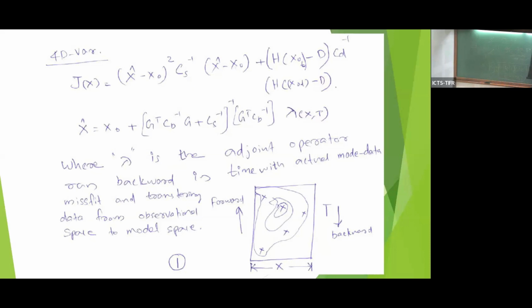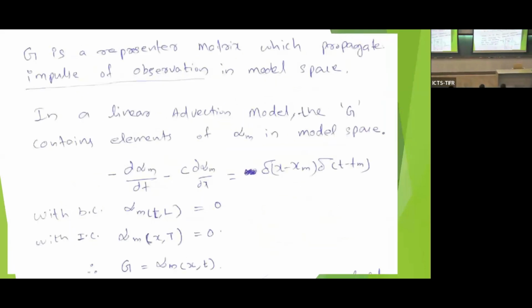So you will have a lambda in x and t. Then everything you need is G, the state of the vector collected at the observation location. Everything you know, I don't have to repeat. So this is how the equivalence comes in. I'll give you some illustration also about that. G is a representer matrix which propagates impulse observation in model space. This is the adjoint boundary and initial condition.